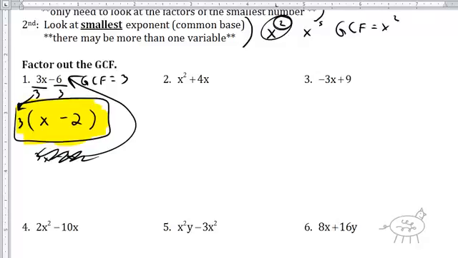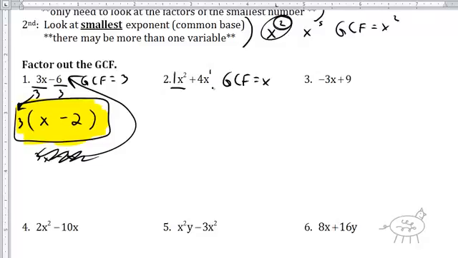Not bad. So this next one, do you understand there's a 1 here? If there's a 1, there's no greatest common factor for the number. You can ignore it because there is no number. So what I'm going to do is look for the smallest exponent. The smallest exponent is actually x, because this is x to the 1. That's really the smallest exponent. So my greatest common factor is x.